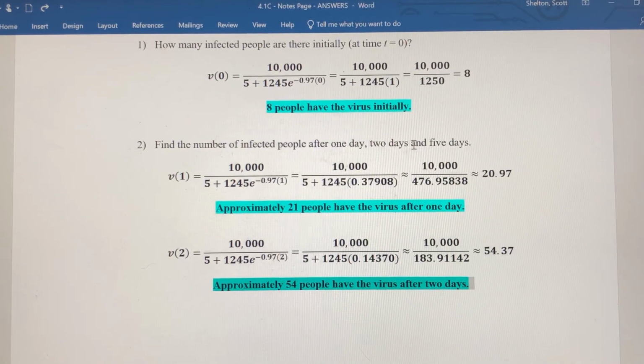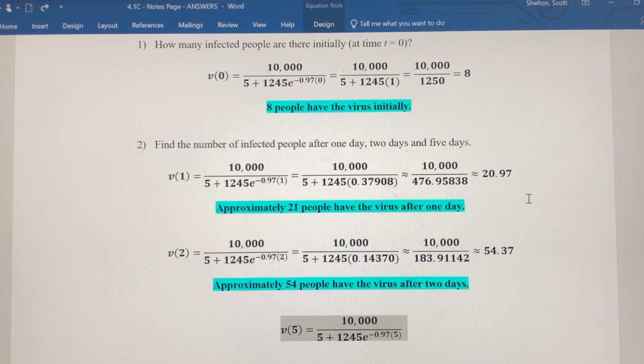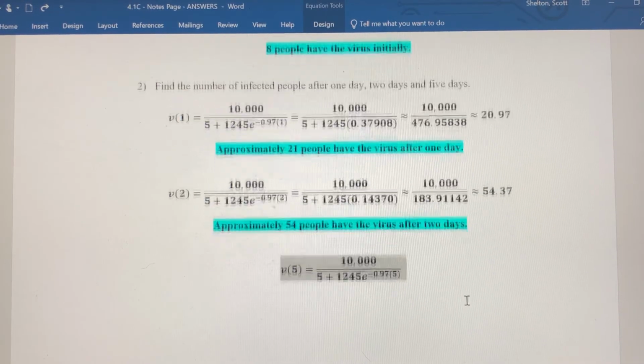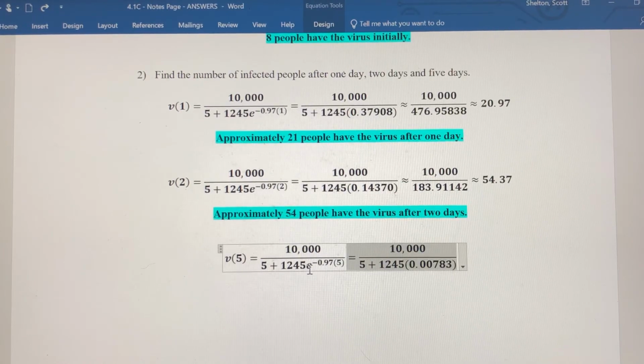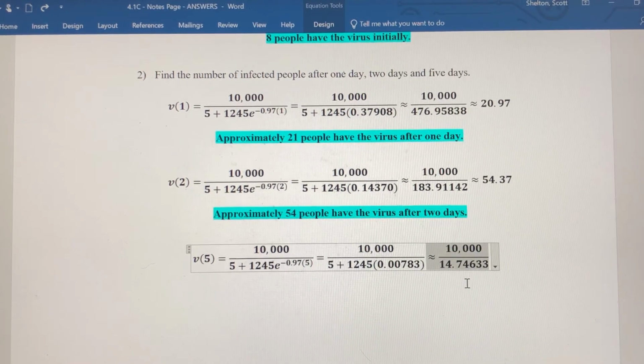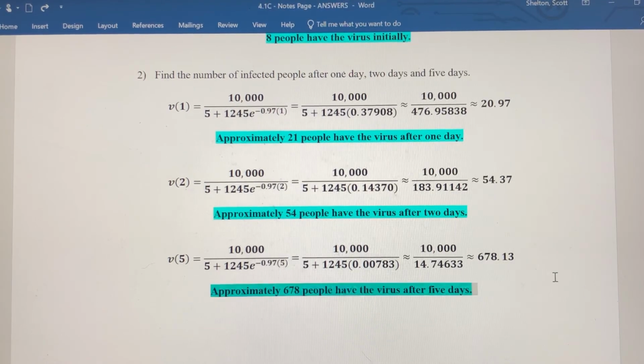So we've skipped over day 3 and day 4. All right, so let's see what happens after 5 days. So we're going to plug in 5 to our model. We're going to use order of operations. Okay, so e to the negative 0.97 times 5, okay, is going to be this value here, 0.00783. Multiply that by 1245. Whatever product you get, you add 5 to that. So that gives me 14.74633. Divide these two values. So after 5 days, you would see that about 678 people have the virus.